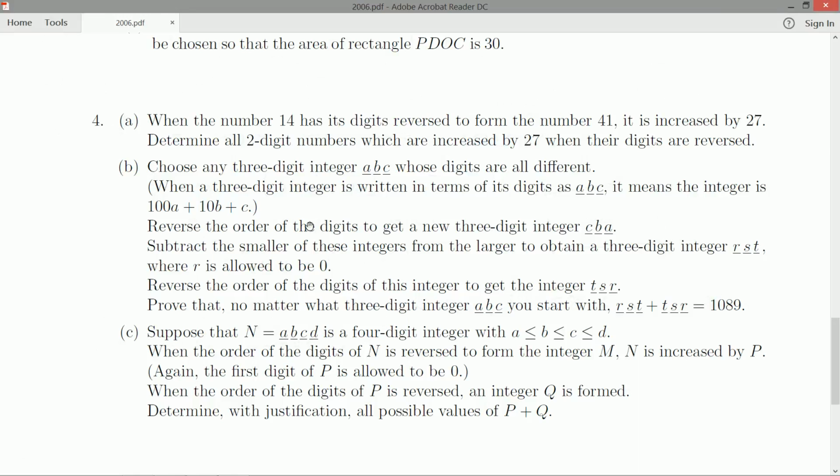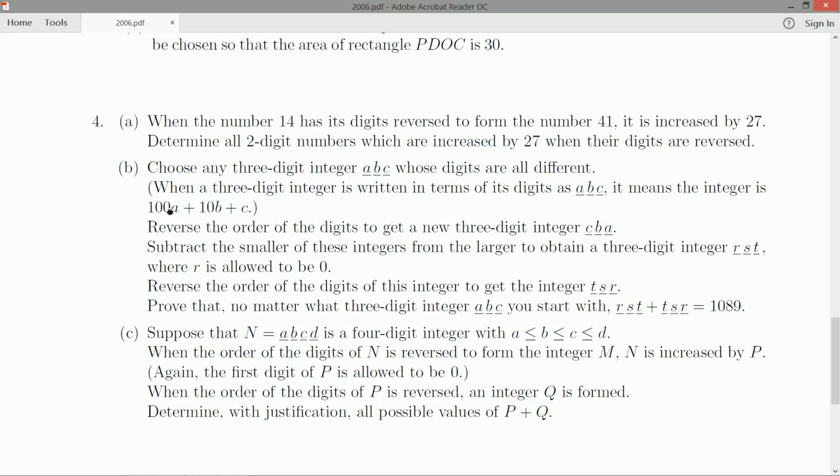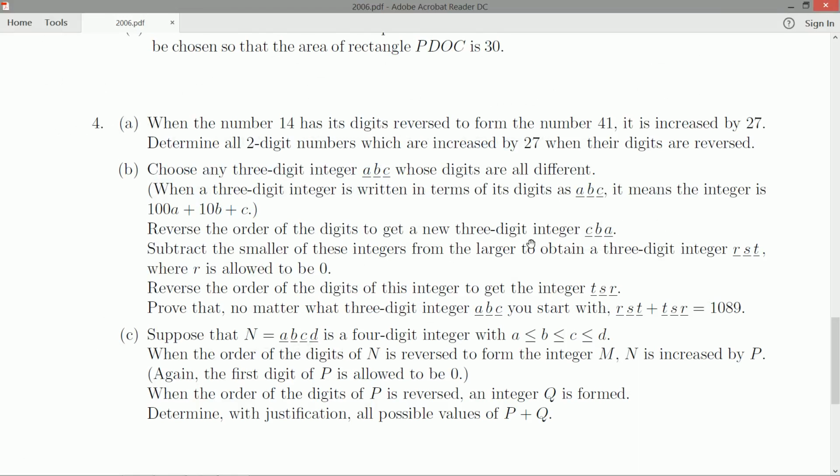So we can move on to part B. Choose any 3-digit integer, A, B, C, whose digits are all different. When we write a number in terms of its digits, we mean 100A plus 10B plus C. So exactly what I was doing, but they're using lowercase digits. That's fine. Reverse the order of the digits to get a new 3-digit integer, CBA.